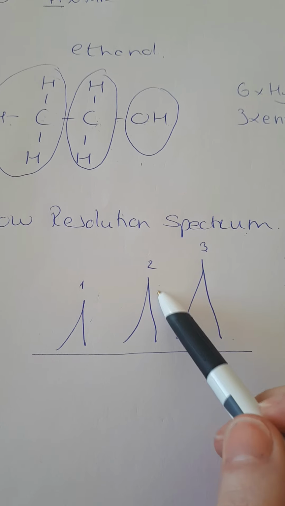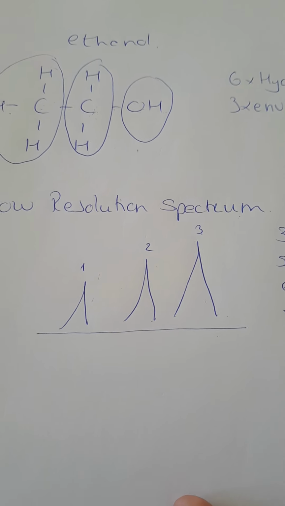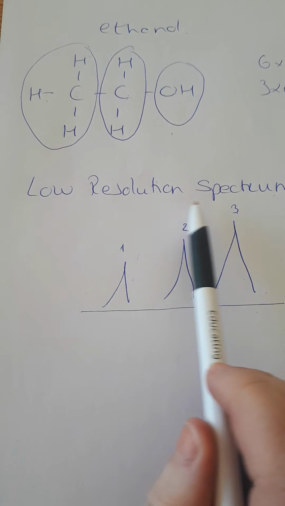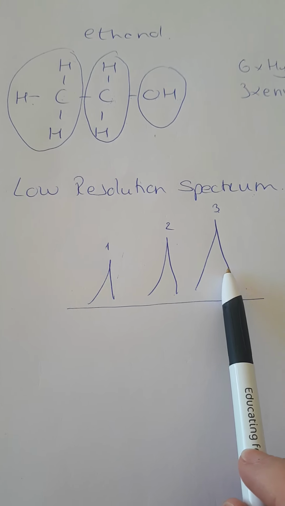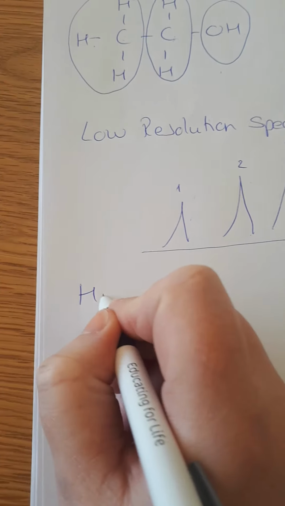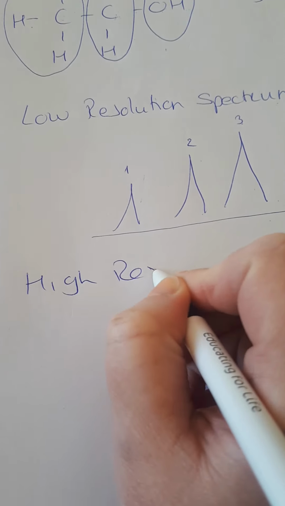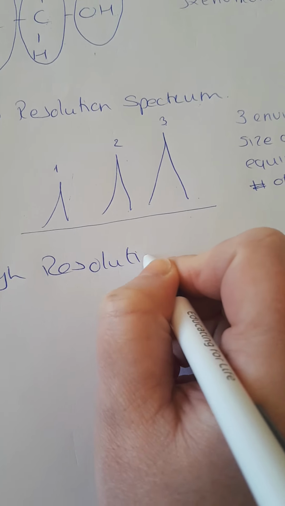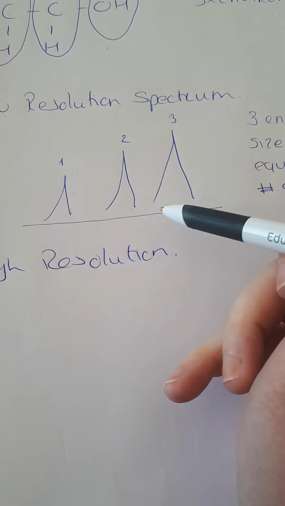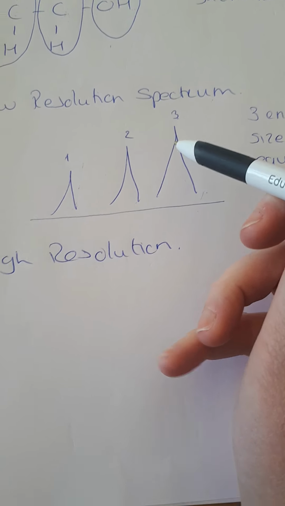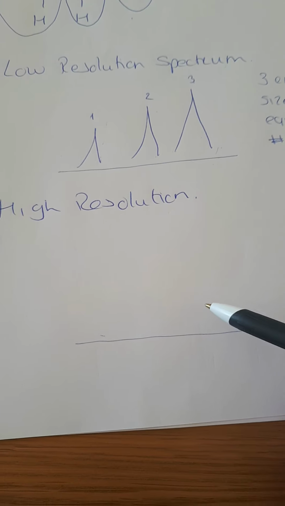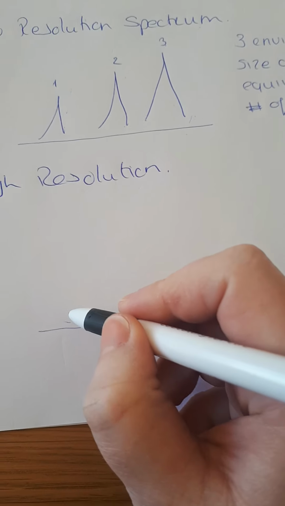So the size is very important. So we'll be measuring these peaks also. But as I said, low resolution, we don't see that in our unknown spectra. So we have in our unknown spectra high resolution. And what happens here is just that these peaks here split up and they tell us more information. So it's the same molecule, it's just a different type of spectra.